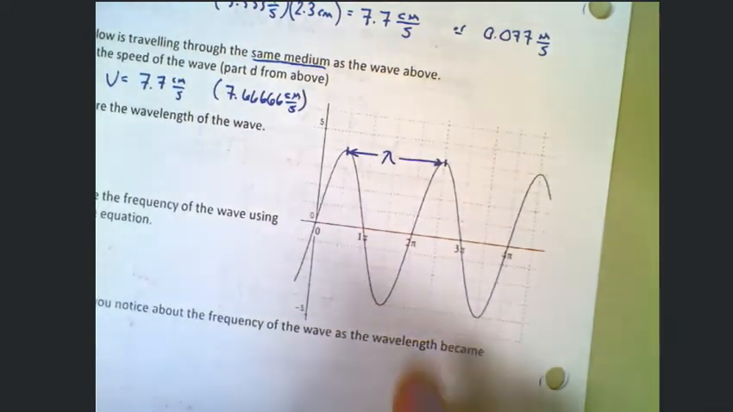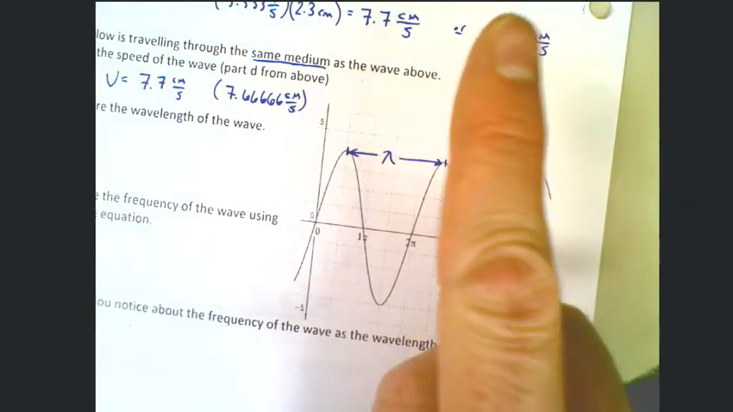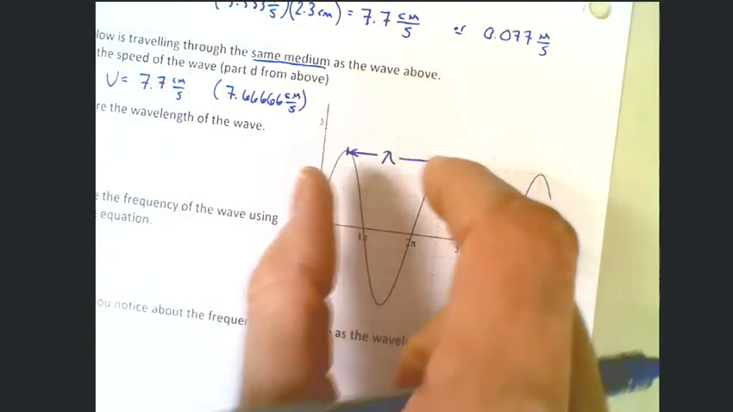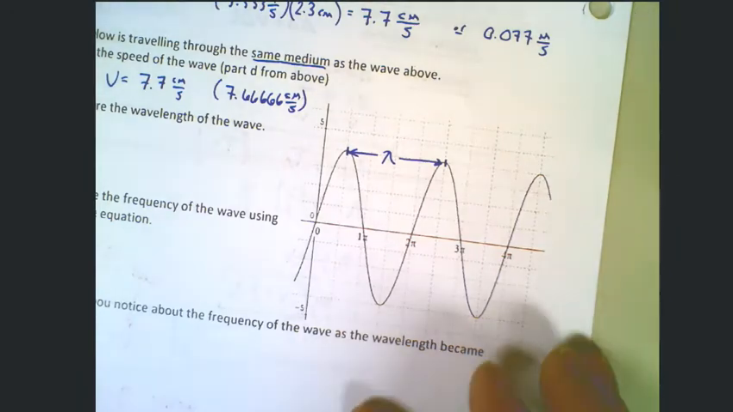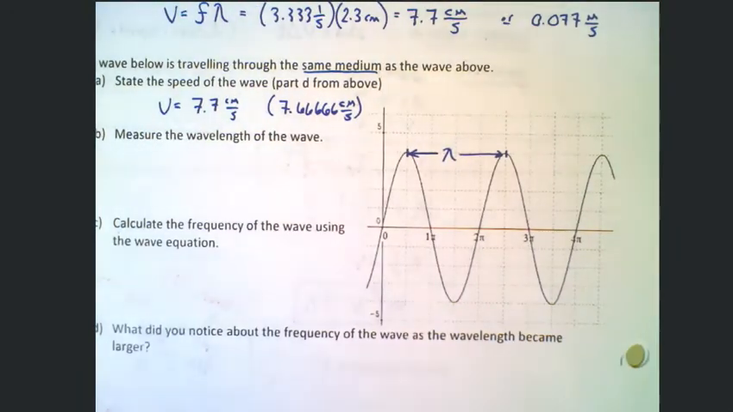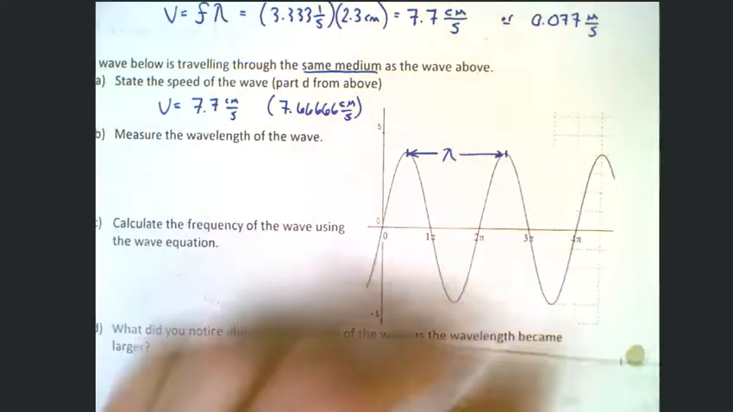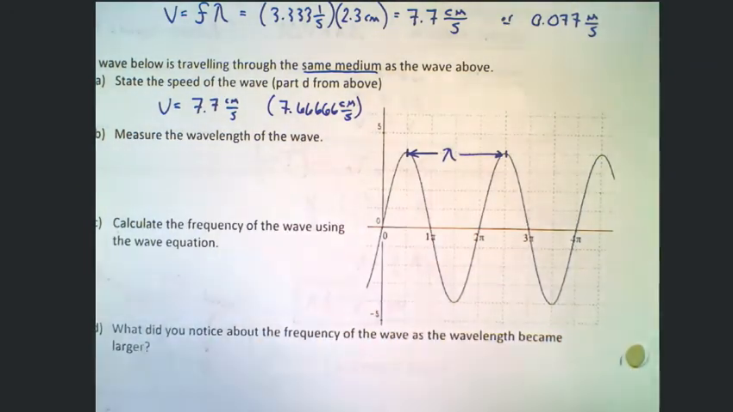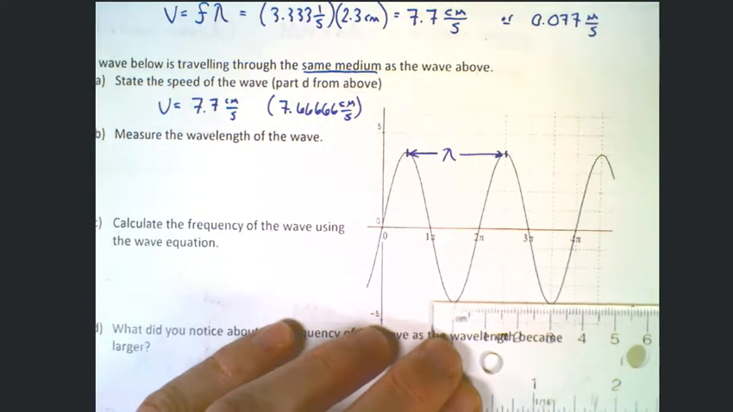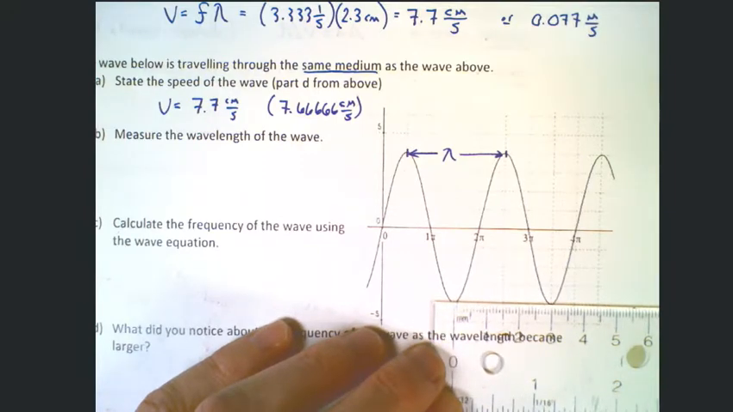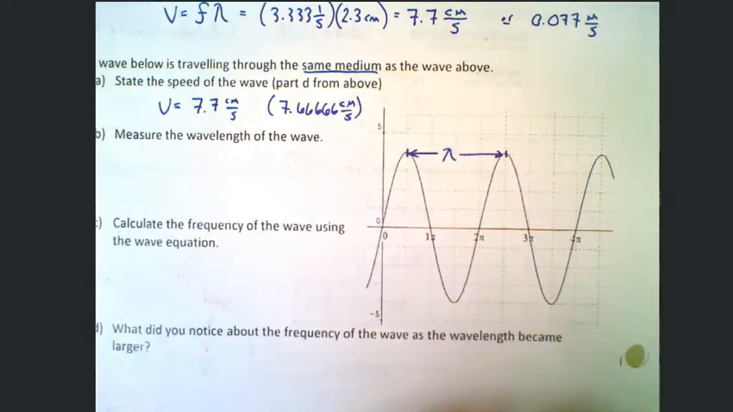So what you should notice is that if the wavelength is getting bigger, something should happen to the frequency because the speed of the wave is staying the same. So let's measure. I'm going to measure it from the trough, even though I wrote it at the top, just because there's something in the way for my ruler. This is about, looks like 3 centimeters.